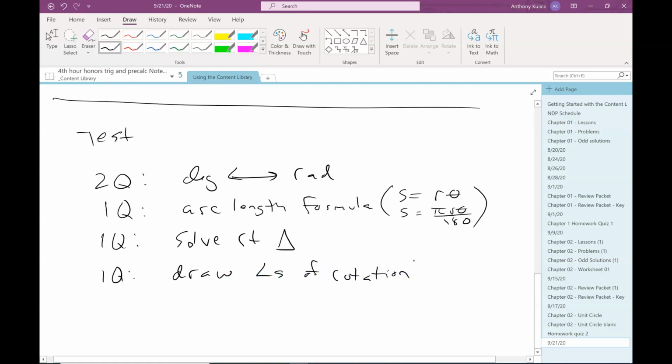Okay, we have one question where I ask you to draw angles of rotation. We did this in class, where I just asked you to draw a 760-degree angle or something. Everybody's okay with that idea? You should be able to do that with degrees or radians, positive or negative. All I'm really looking for is that it's in about the right quadrant.